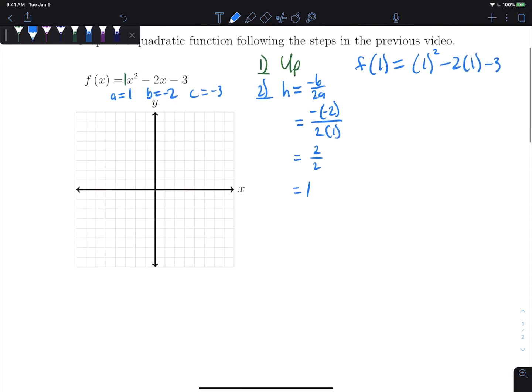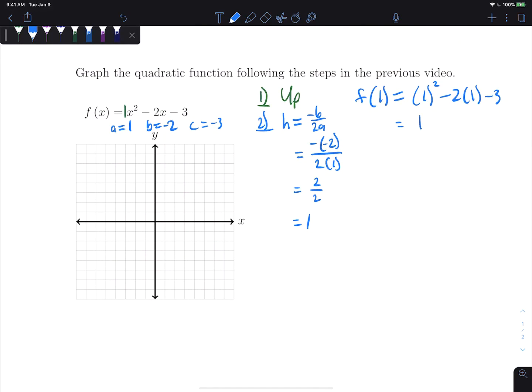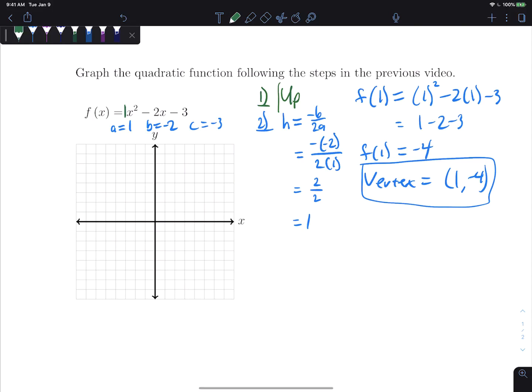So we have 1 minus 2 minus 3. Add those together, we'll get negative 4. That tells me that f of 1 is equal to negative 4. Therefore, the vertex is the coordinate 1, negative 4. Excellent.